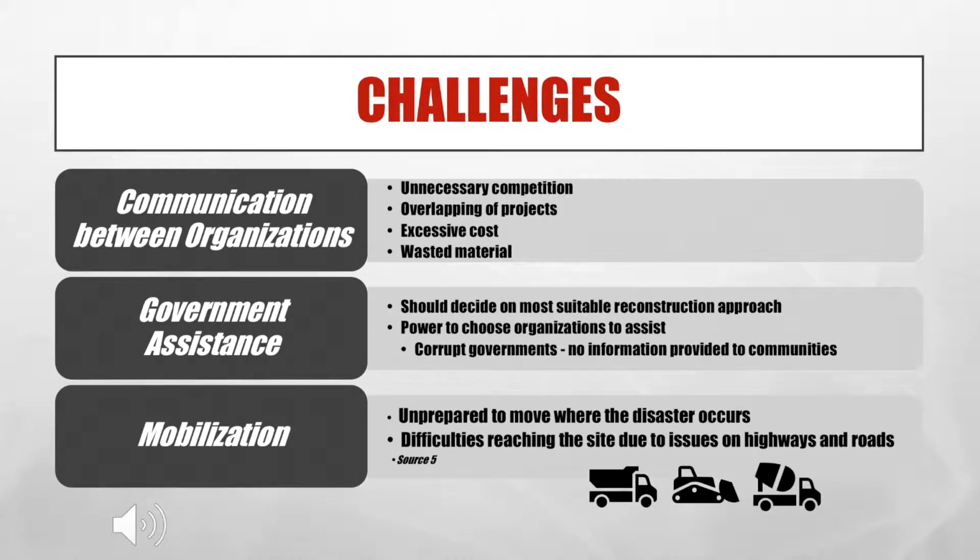Government assistance may be an issue in post-disaster construction. The government should be able to choose organizations that assist in rebuilding the affected area. However, numerous disasters occur in areas where the government is corrupt. Because of this, the government may choose organizations that align with their beliefs, leave the community in the dark, or spend any received money elsewhere.